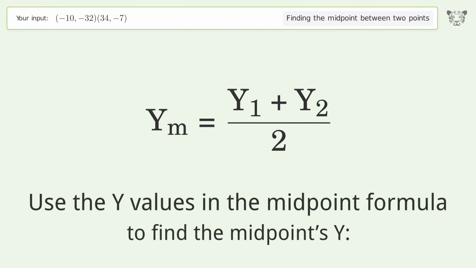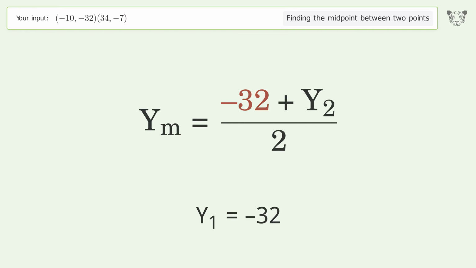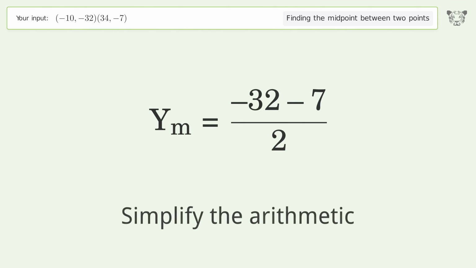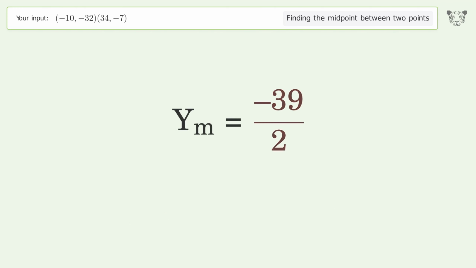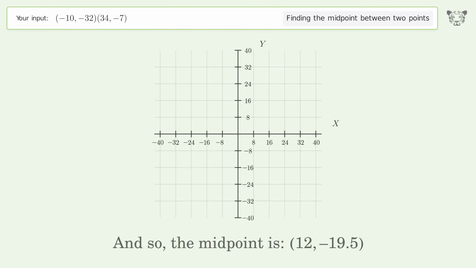Use the y values in the midpoint formula to find the midpoint's y. y1 equals negative 32. y2 equals negative 7. Simplify the arithmetic. And so, the midpoint is 12, negative 19.5.